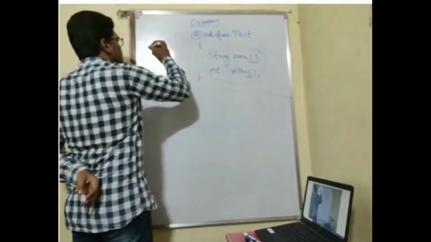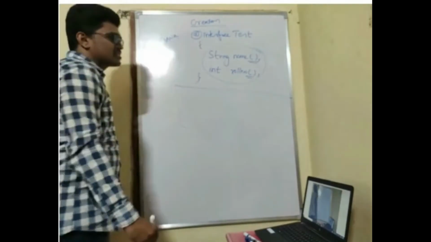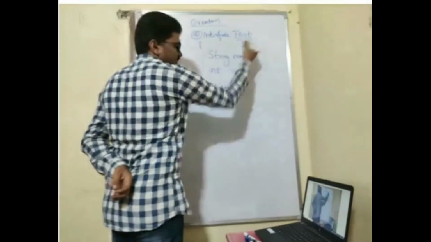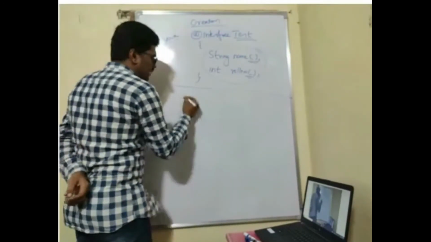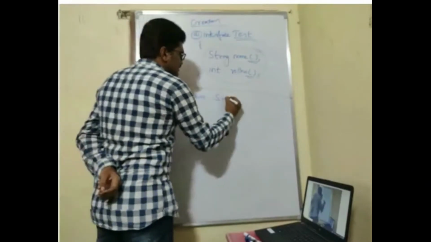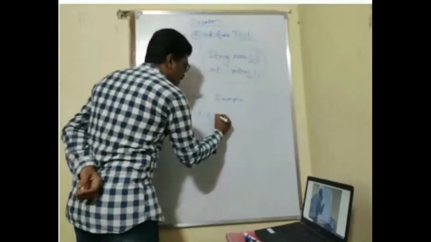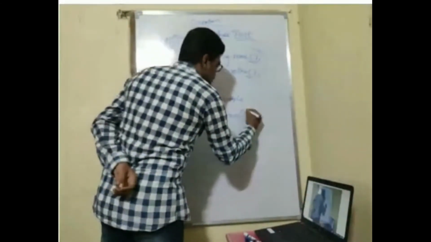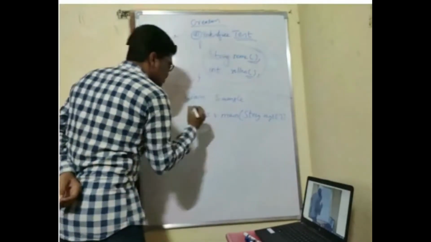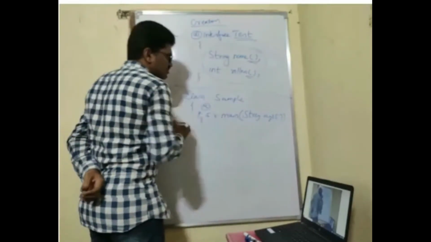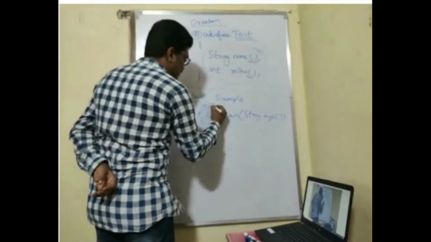So I will save it as test.java. It should be saved with the annotation name. Now in another program, I am accessing it. Suppose class sample, public static void main, String args. Here I'll specify test, or you can take a normal class also. So the annotation name is test.